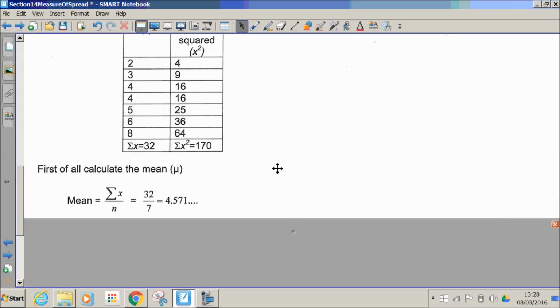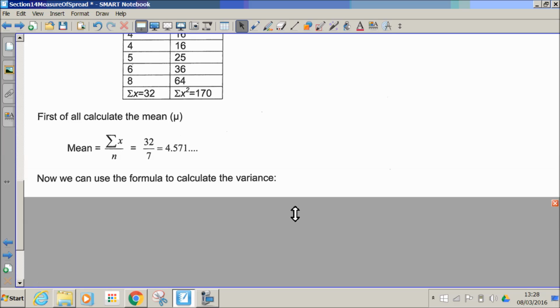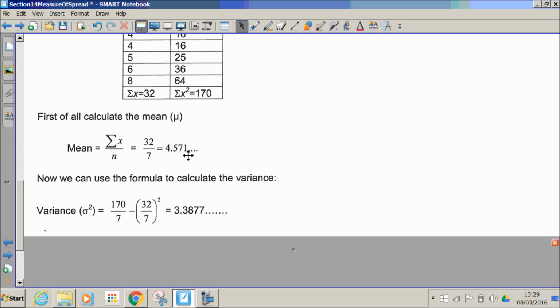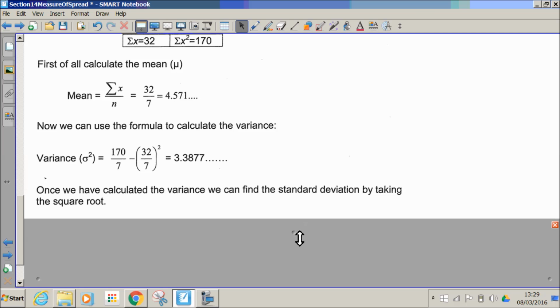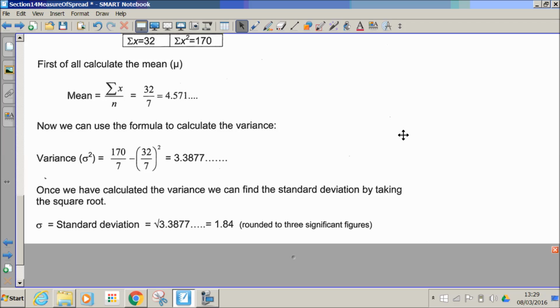First we calculate the mean, the sum of all the x values divided by the number of values, which gives 4.571. Then we put this value together with the sum of the squares into the variance formula. So sigma x squared over n, 170 over n, minus the mean here, squared, gives me a value of 3.3877. We square root that, and that gives us our standard deviation to 3 significant figures.